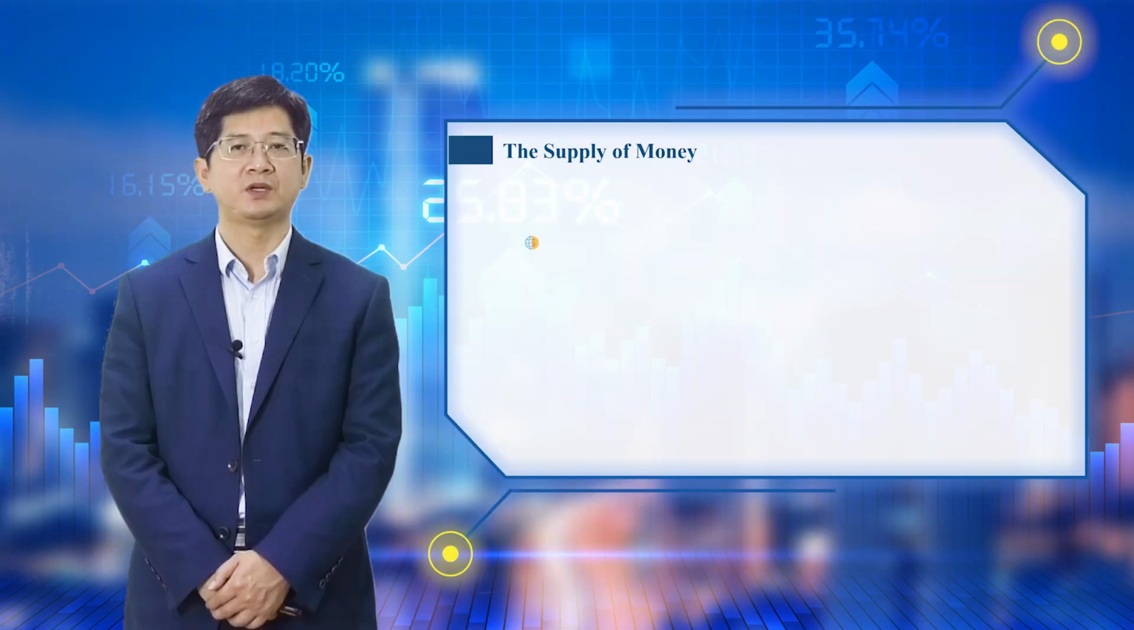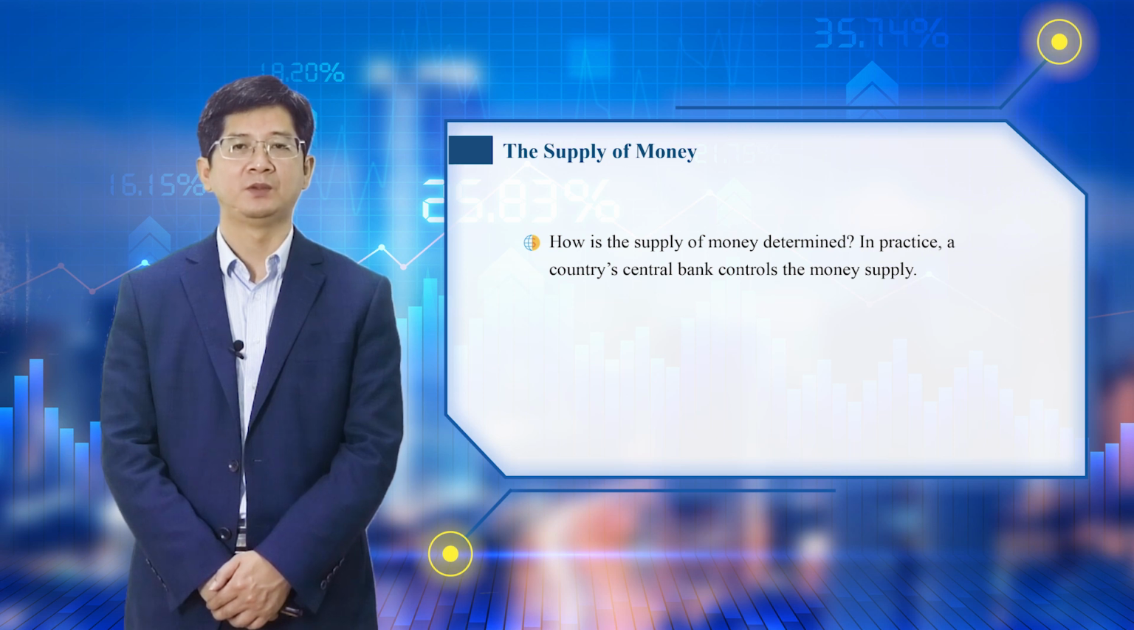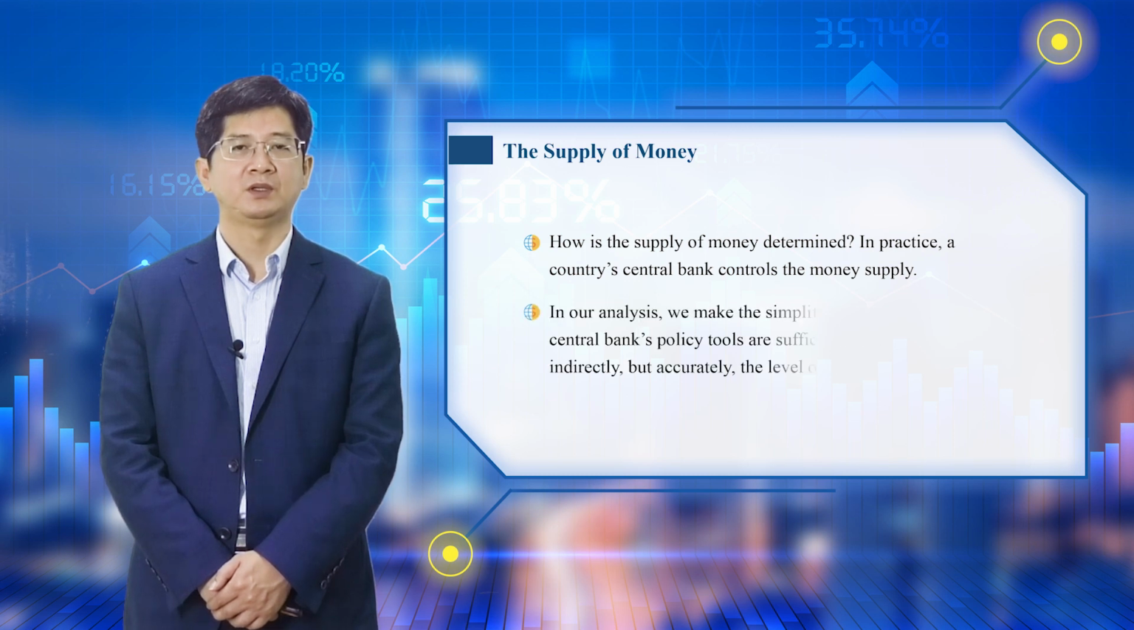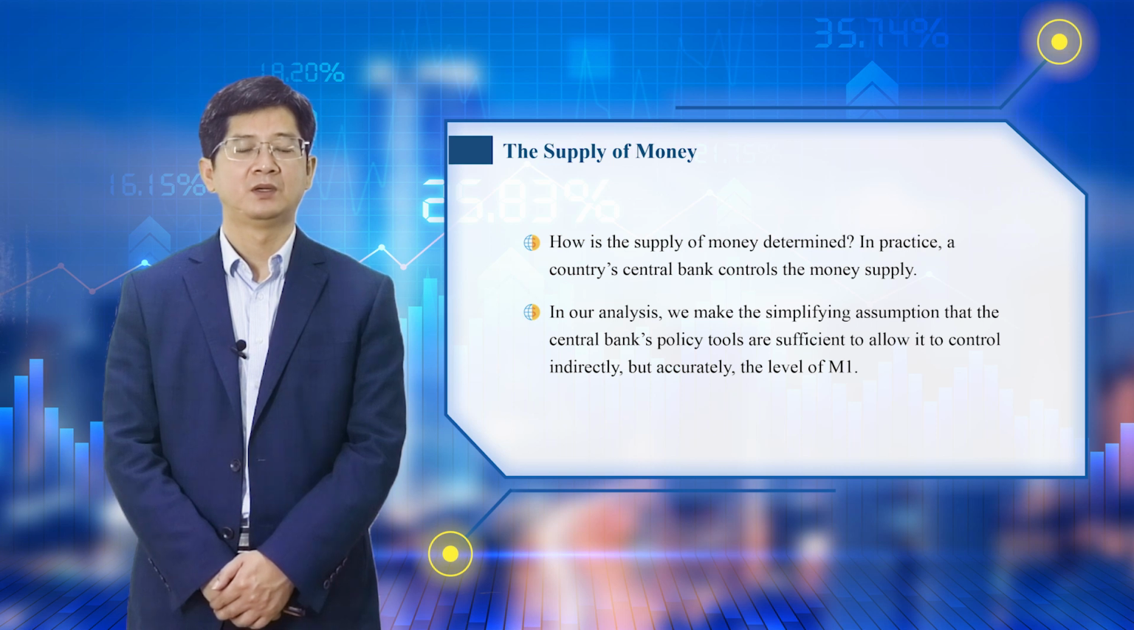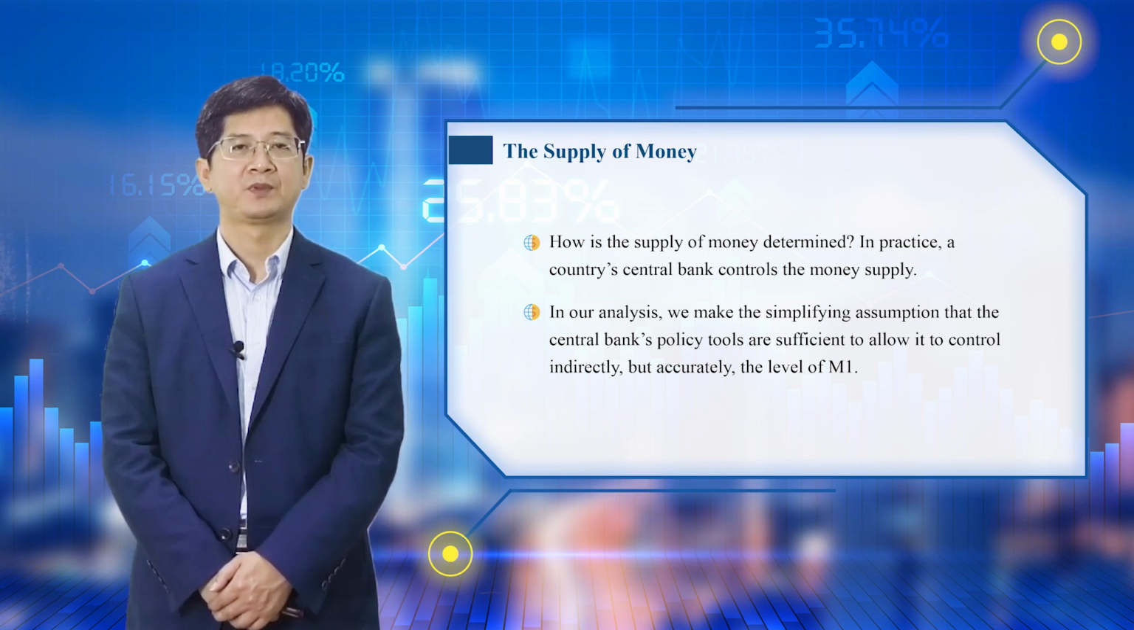How is the supply of money determined? In practice, a country's central bank controls the money supply. In our analysis, we make the simplified assumption that the central bank's policy tools are sufficient to allow it to control, indirectly but accurately, the level of M1.